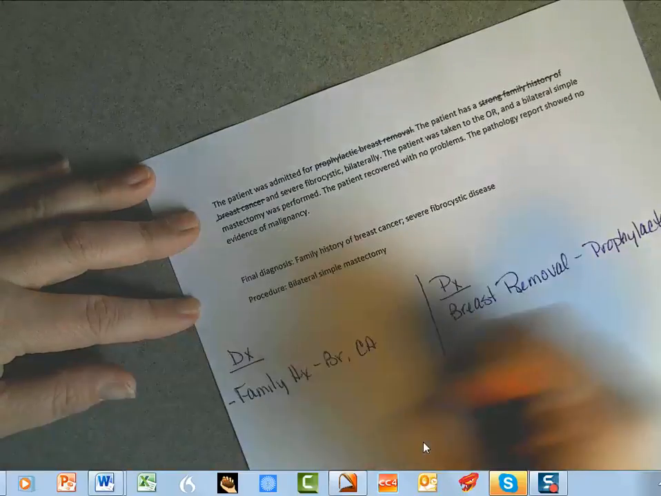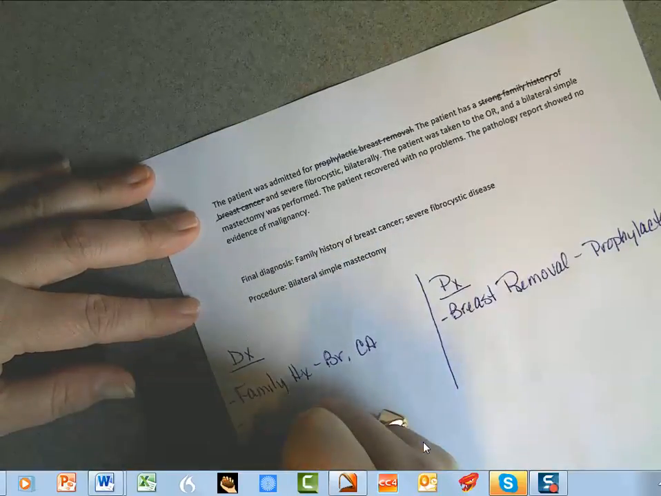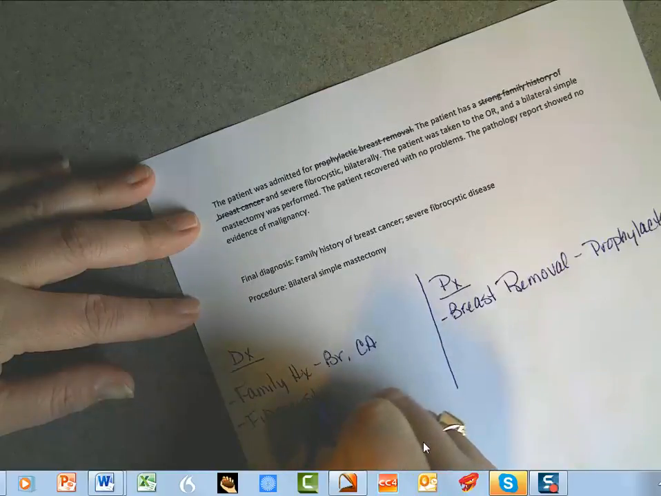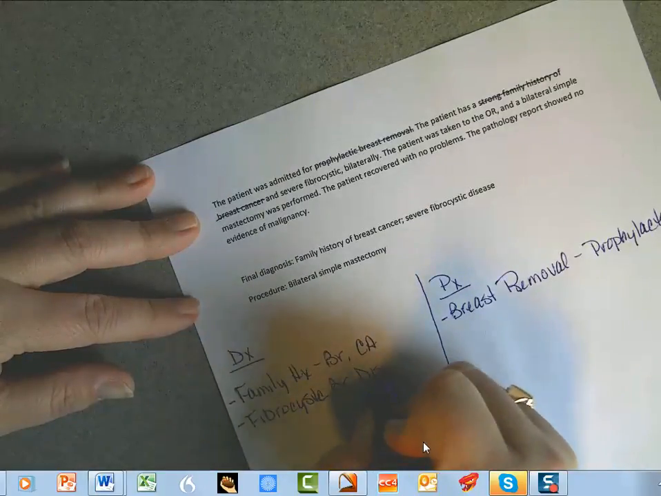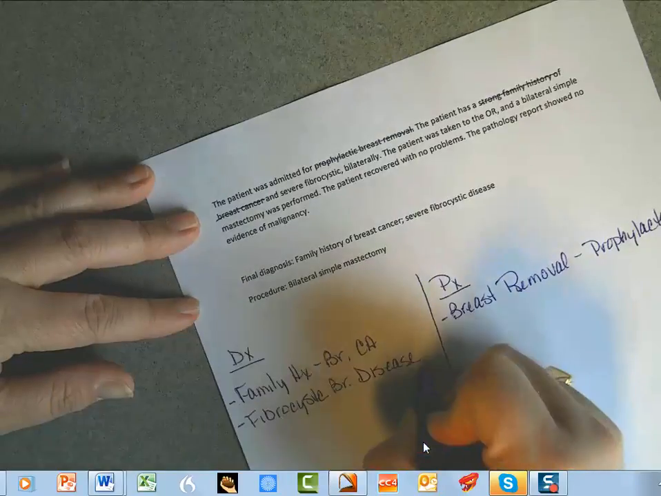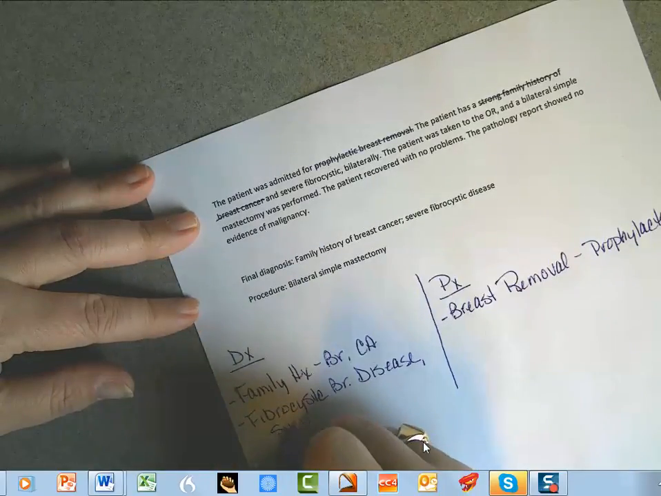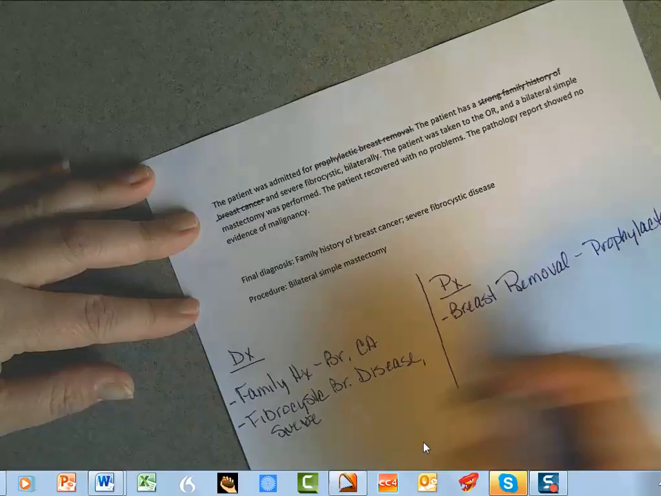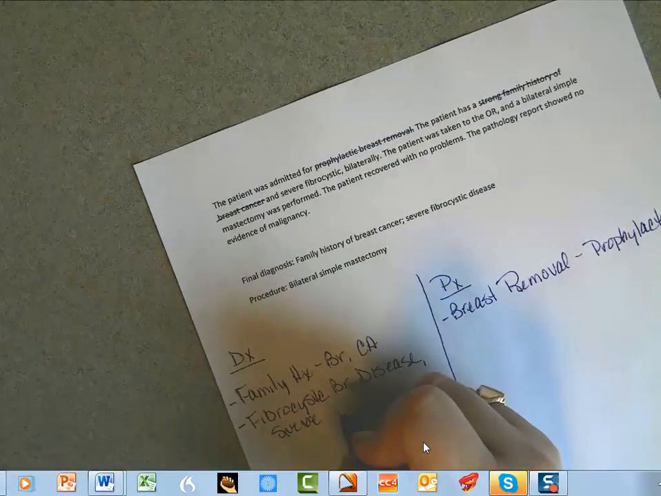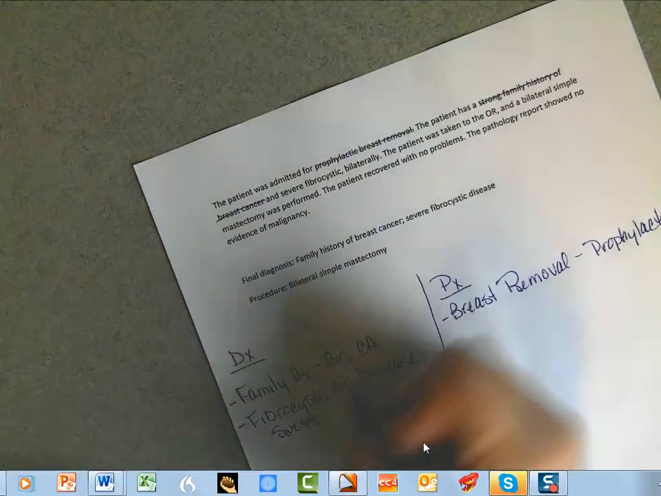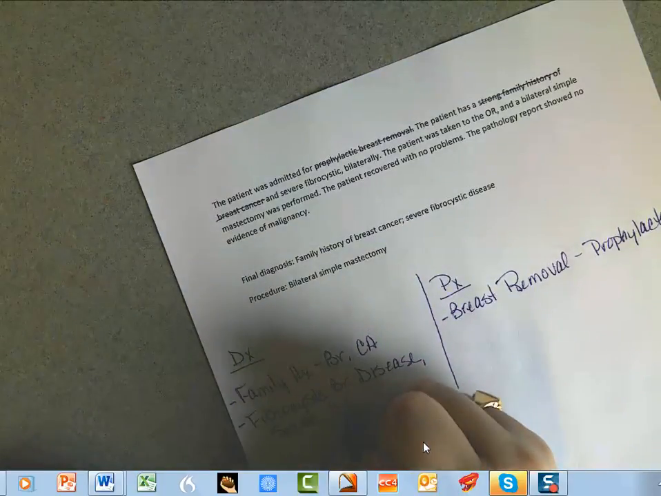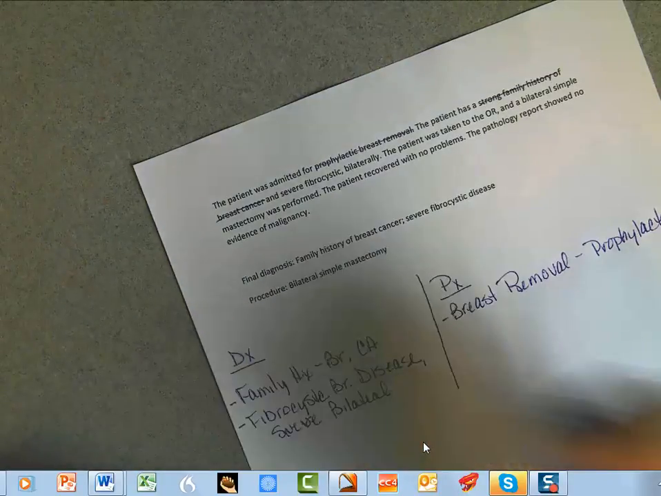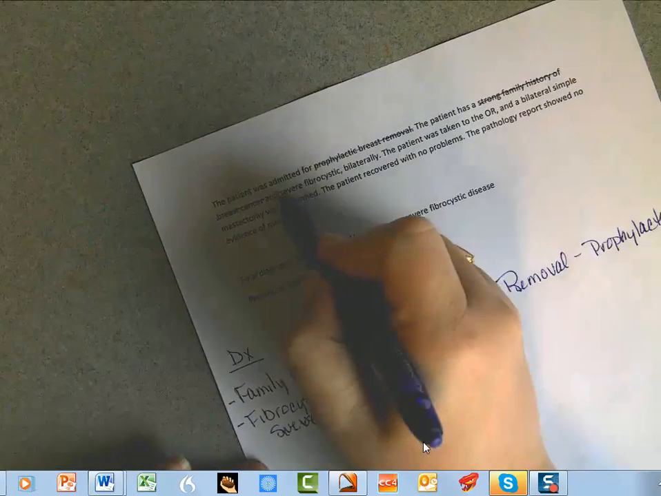So we've got fibrocystic breast disease, severe. It would help if I could spell, and it's, excuse me, bilateral. Ooh, it is that time of year. Okay, so now we've gotten rid of this.